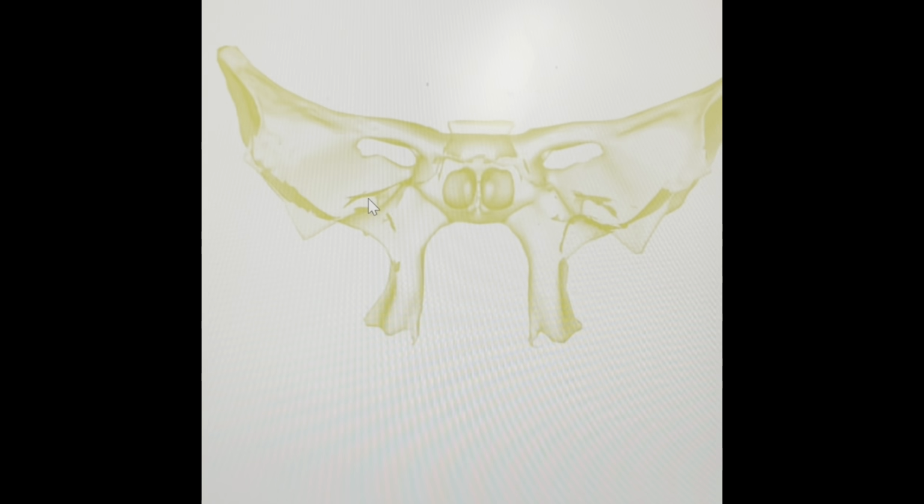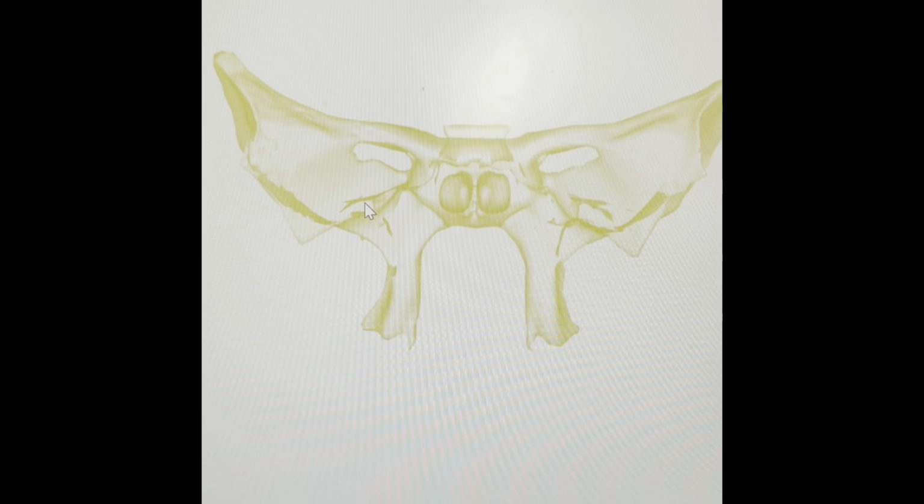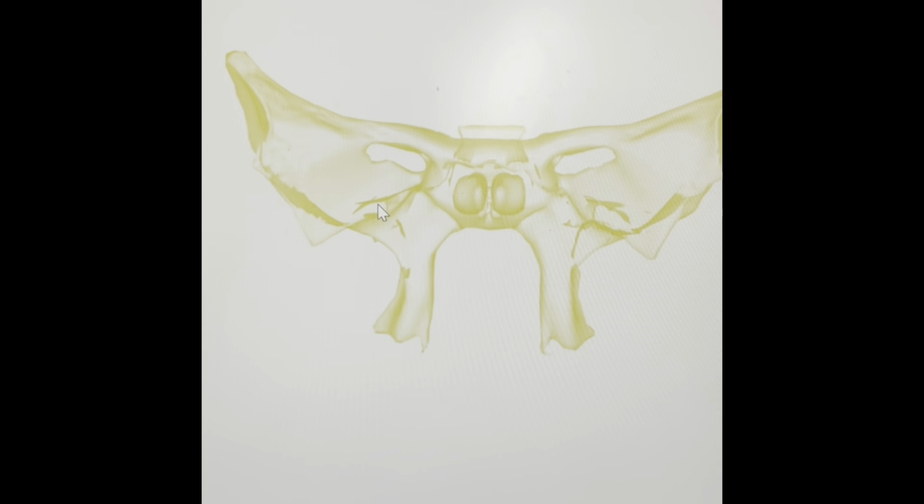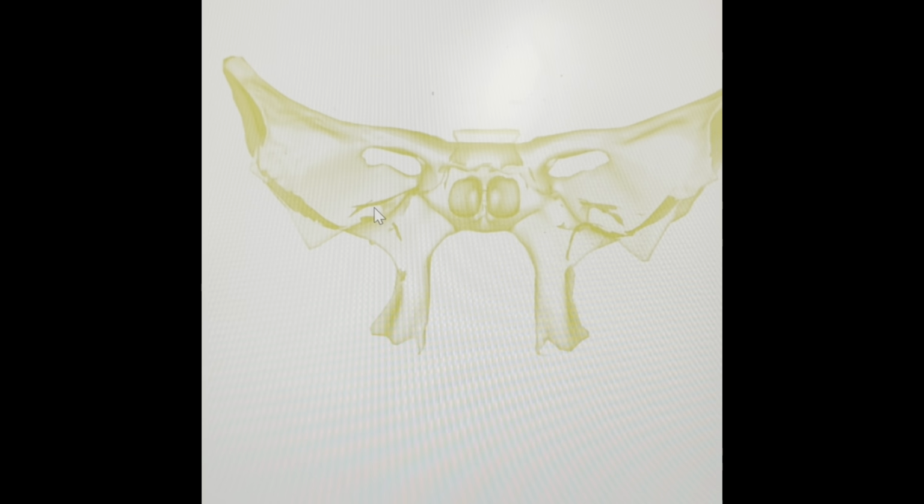The greater wings of the sphenoid are the larger of the 2 lateral wing-like extensions of the sphenoid bone, or body. The greater wings curve upward, laterally, and backwards to form a prominent concavity or fossa in the middle of the cranial floor.